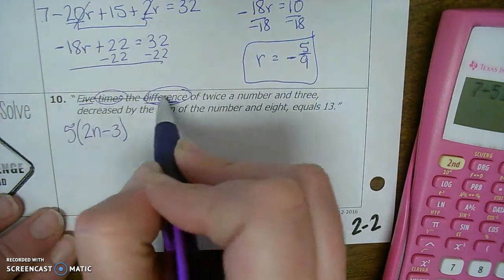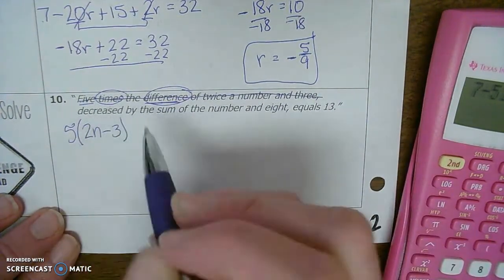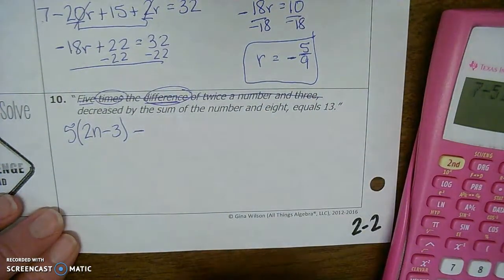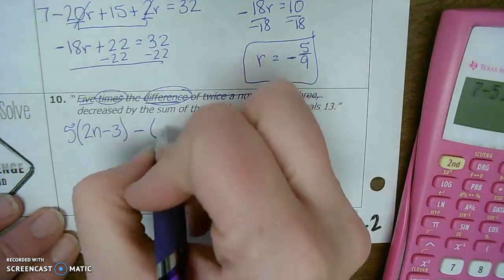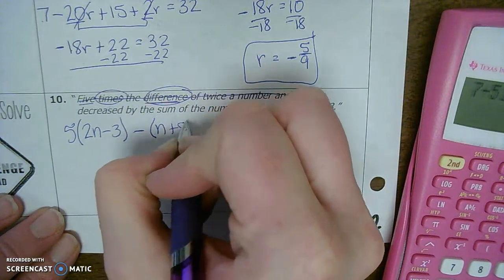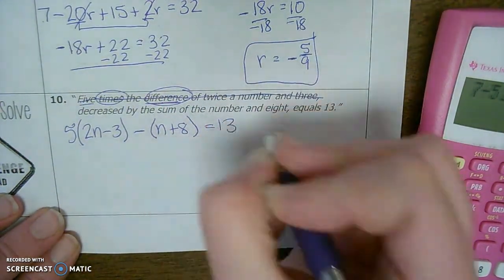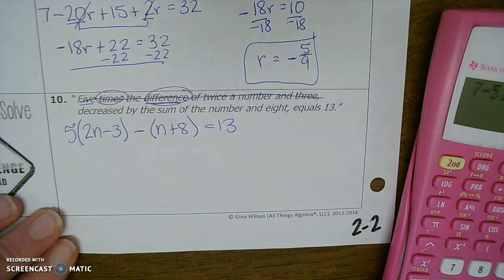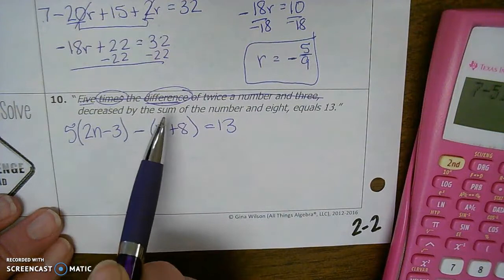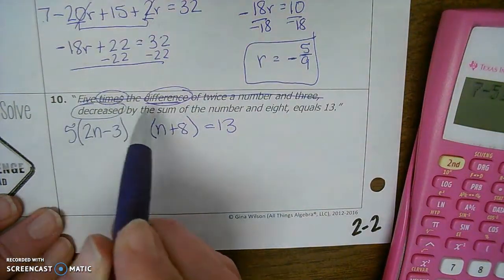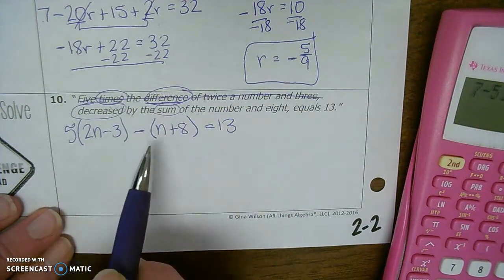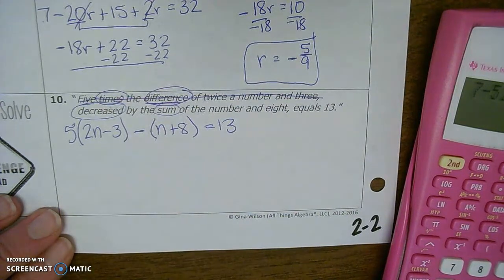Okay, so that's this whole top line. Decreased by, so minus, the sum, so now we need to put the sum in parentheses, that number and 8, so n plus 8 for the sum, equals 13. So since we're decreasing by the sum, that's two operations right in a row. So you need to put a parenthesis after your subtraction sign.